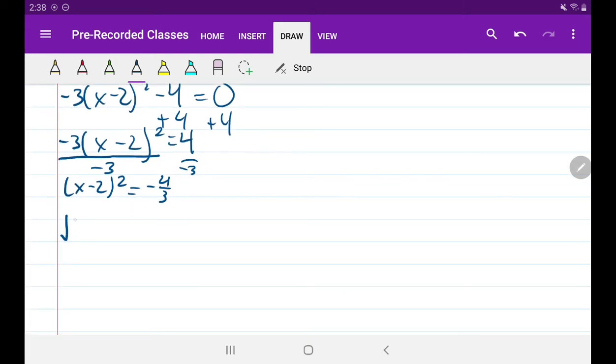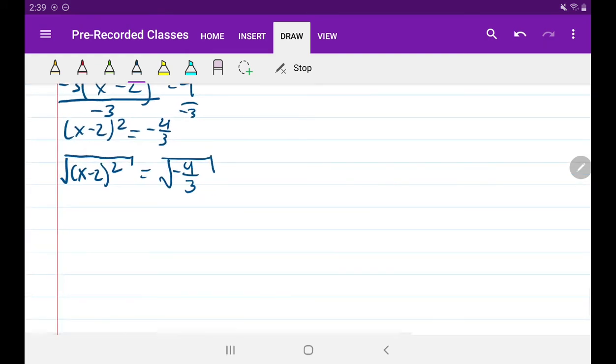Okay, so now I have the x minus 2 squared by itself. So what I could do here is take the square root of both sides. Now, I kind of hit a wall on the right side. If I take a square root of negative 4/3, that means I'm taking the square root of a negative, which you can't do. So that would be an imaginary number, right, when you take that square root of negative 4/3. So in this case, we would say we have no x-intercepts.